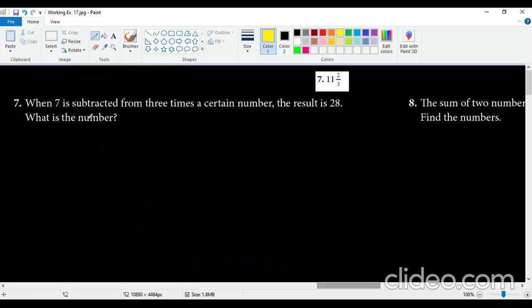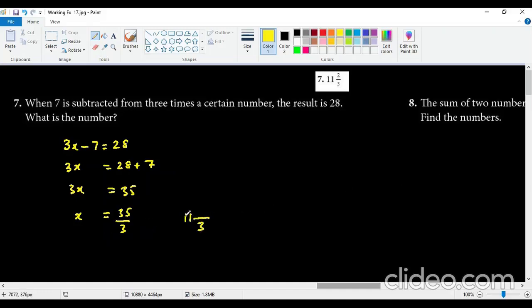It says when 7 is subtracted from 3 times a number, 3 times a number and 7 is subtracted, the result is 28. So in here, it's 3x equals 28 plus 7. It's going to give us 35. And when 35 is divided by 3, it's going to give us 3 times 11 is 33, plus 2, which gives you 11 whole 2 over 3. That is the answer.